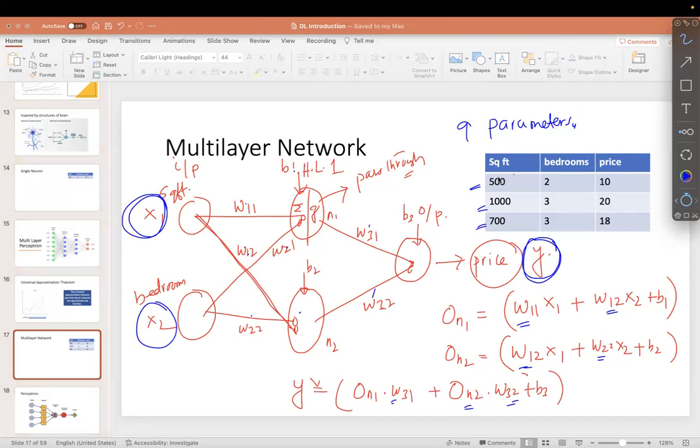No, not necessarily. In this case, at least in regression, you don't need an activation function because this is a continuous value only. If it's something like a probability value, typically you would need an activation function.